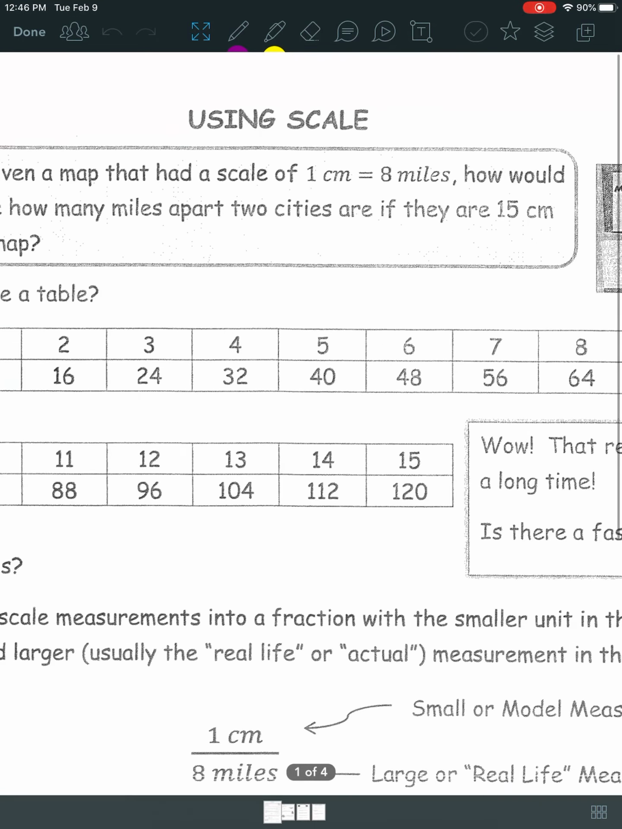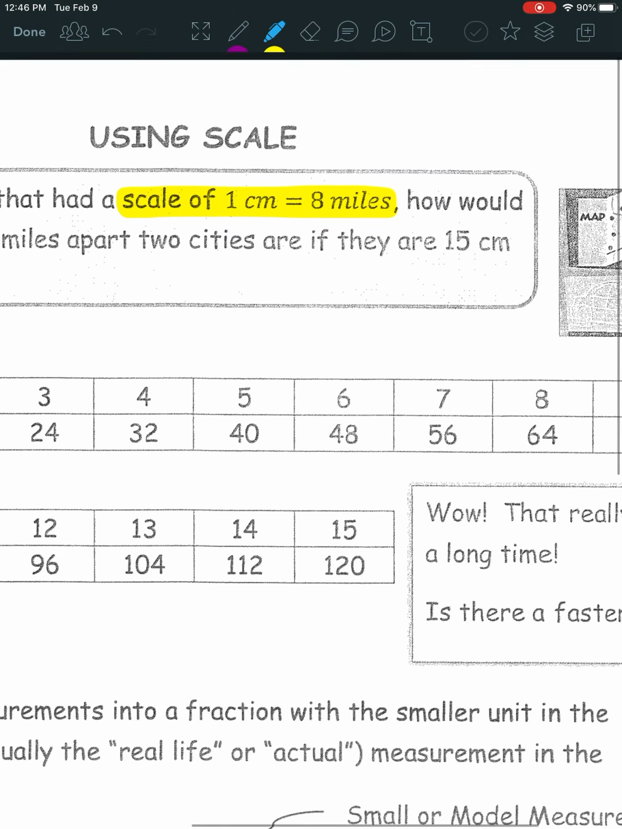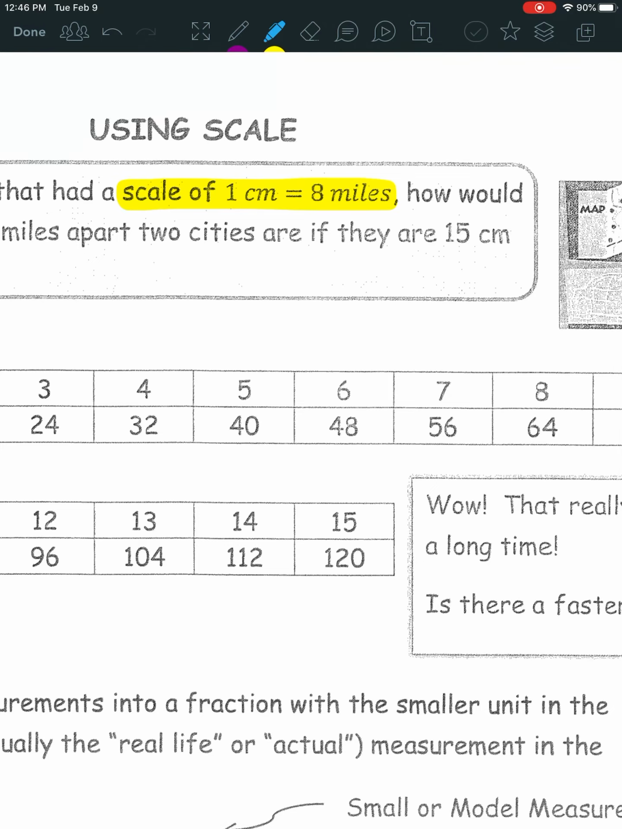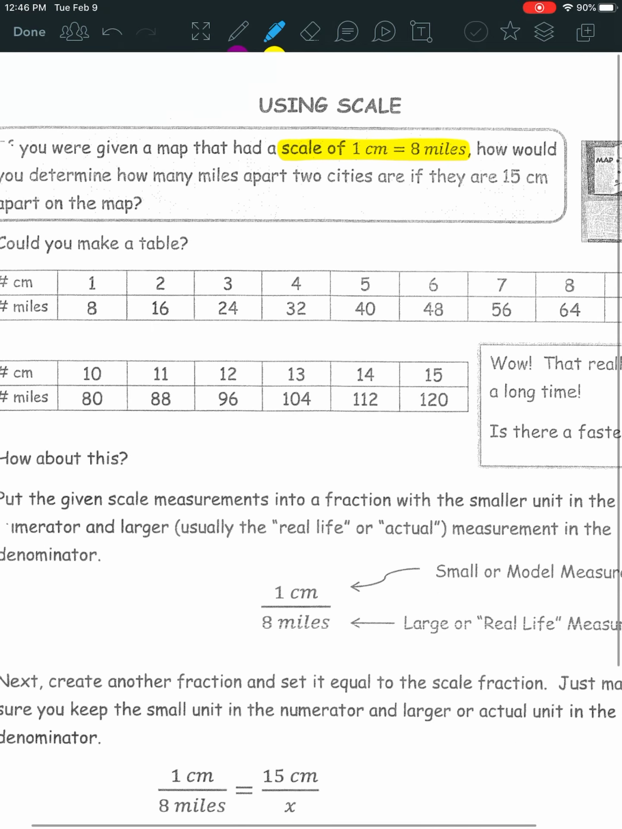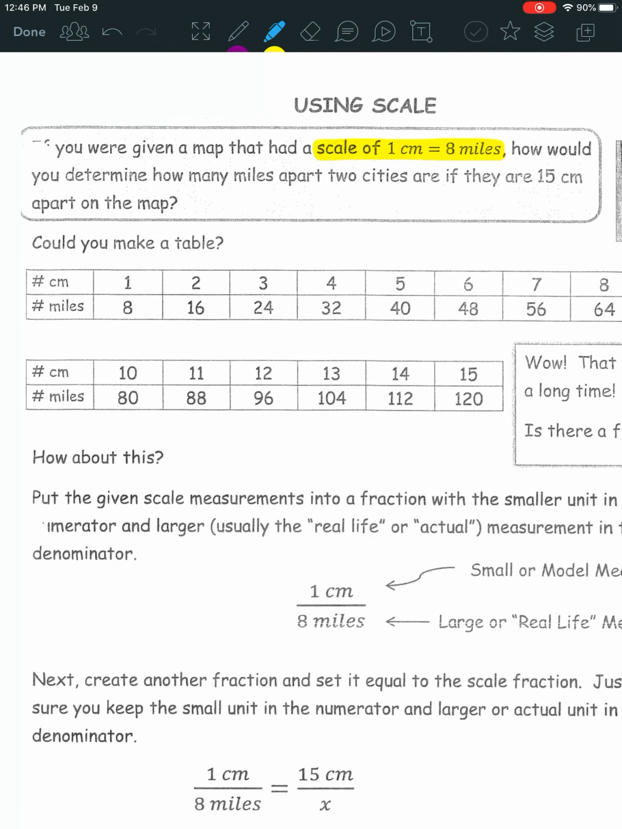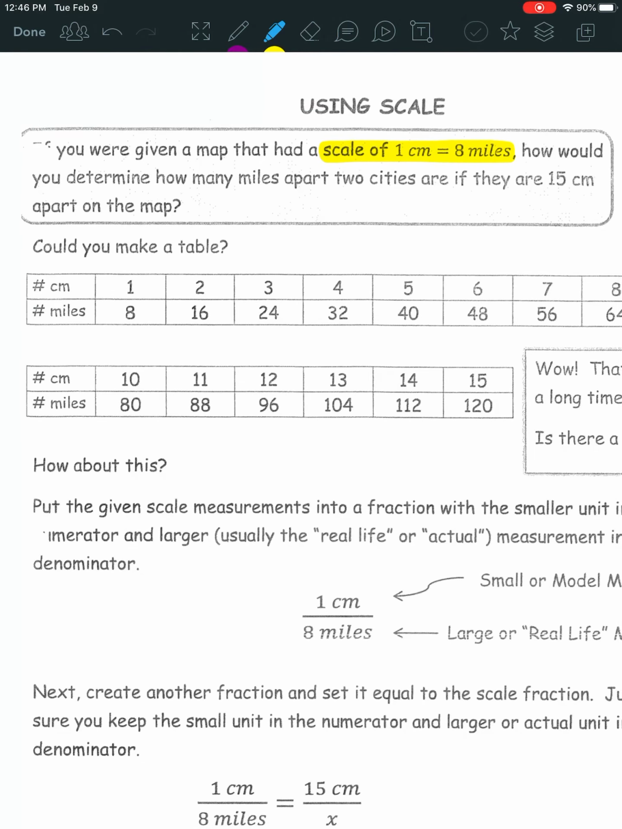So if you were given a map that had a scale, the scale is always important. That is telling you the first measurement is always the map, the model, or the drawing, and then the 8 miles, the second number is always your real life distance. So this is saying that on this map, 1 centimeter equals 8 miles in real life. So how do we determine how many miles apart two cities are if they're 15 centimeters apart on the map?